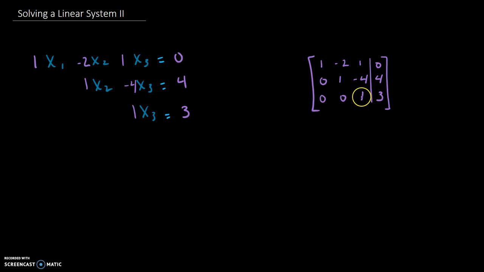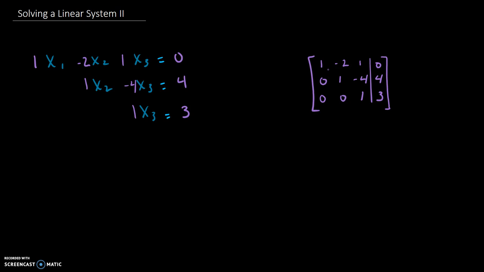And what we want to do now is get zeros above this one entry. So here and here, and we want to get a 0 above this middle entry. So we want to get rid of this -2. So let's go ahead and do that. And you're going to be using the same methods as before.